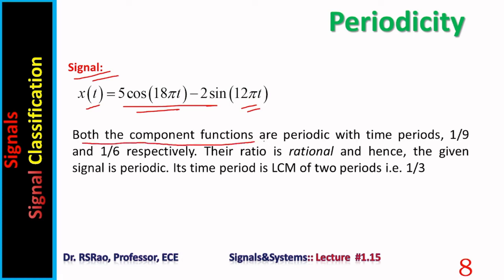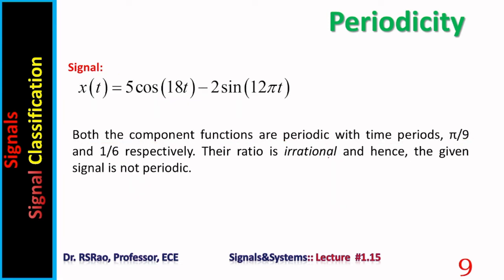Both the component functions are periodic with the time periods 1 by 9 and 1 by 6 respectively. Their ratio is rational. It is 6 by 9 or 9 by 6. So it is rational, and hence the time period of the given signal is the LCM, least common multiple, of the two periods, which is 1 by 3. Here a term is used, rational. What is rational? A rational number is one which is a ratio of two integers.